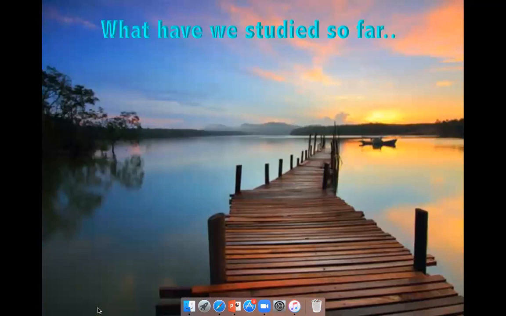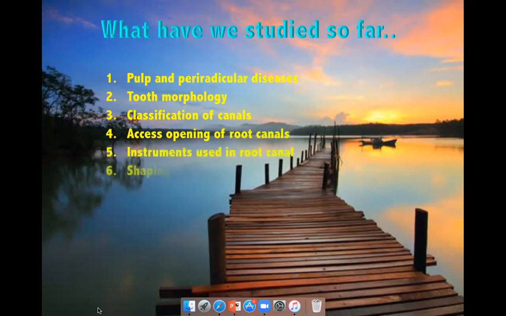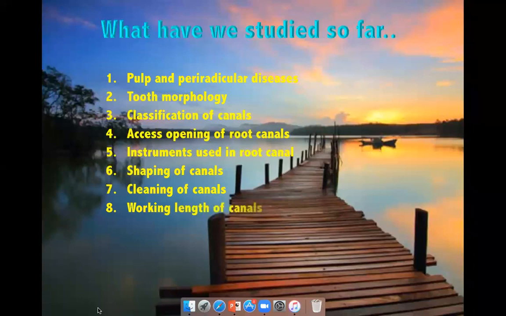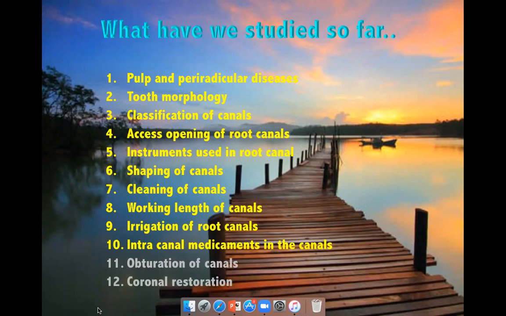So what have we studied so far during all these presentations and classes? We studied the pulp and the periapical diseases. We discussed the diagnosis, the difference between a pulpal and a periapical disease. Then we discussed the morphology of the tooth, the different canal classifications like Vertucci's classification and Weine's classification. Then different aspects of opening of the root canal system. How do we do de-roofing? How do we enter? Which type of burs and instruments do we use for root canal entrance?